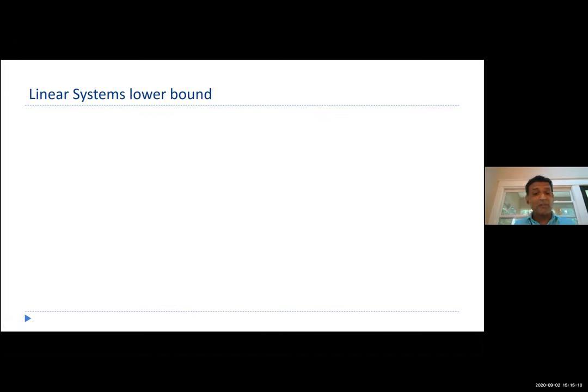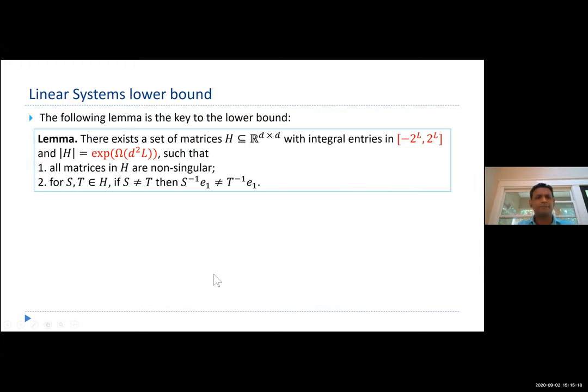Okay, so that was the upper bound. Now for the lower bound, the following lemma is the key. To prove a lower bound for these settings, we have to produce a distribution on inputs, on matrices in this case, so that the algorithm, by the time it knows the answer to the linear system, will have to pin down one of these matrices.